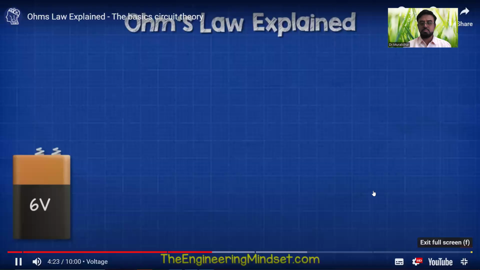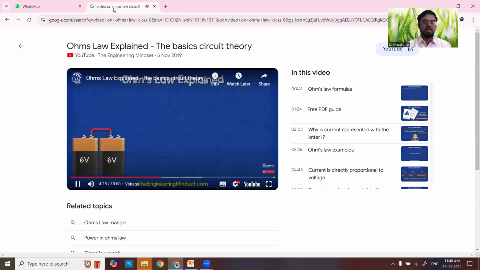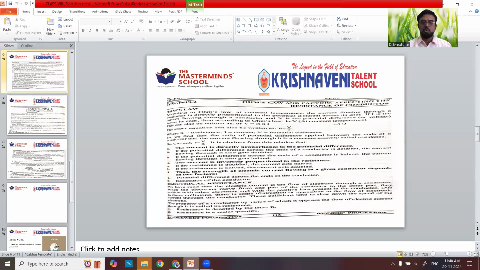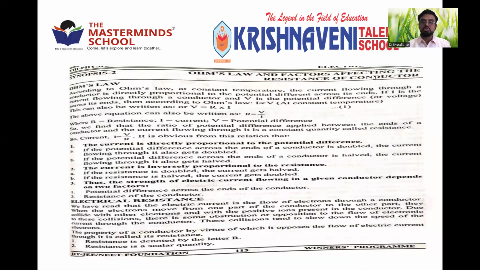Coming back to the circuit, that is the description of Ohm's law. Let me explain once again for you theoretically. Ohm's law shows the relationship between V and I. What we have seen in the V and I formulas, the relationship between potential and current, is given by Ohm's law.